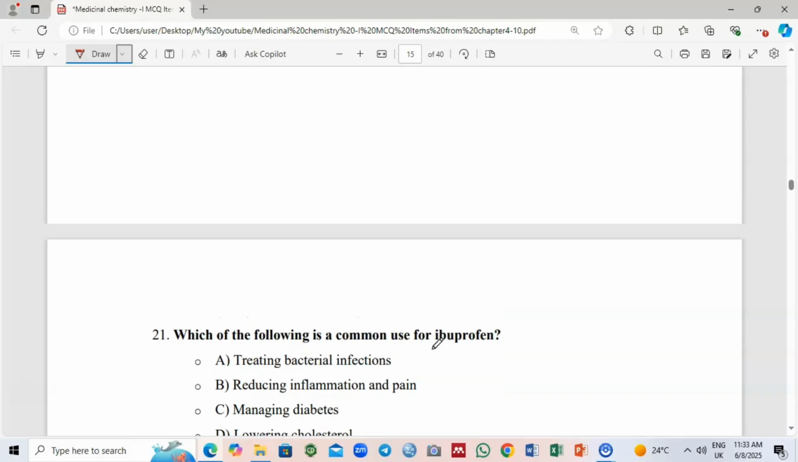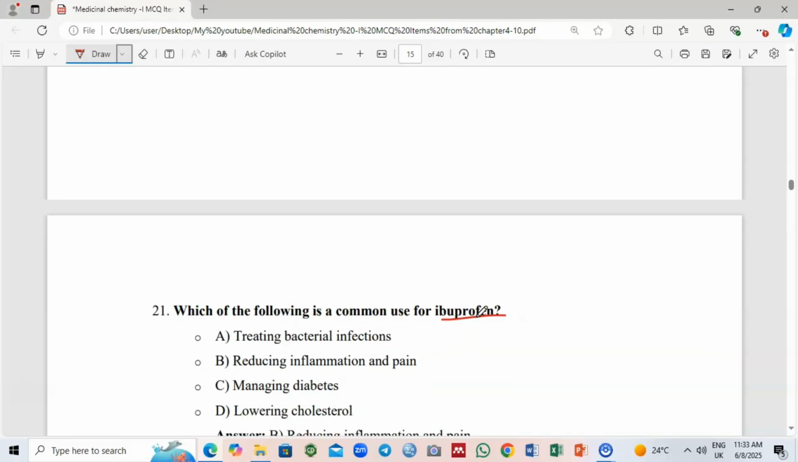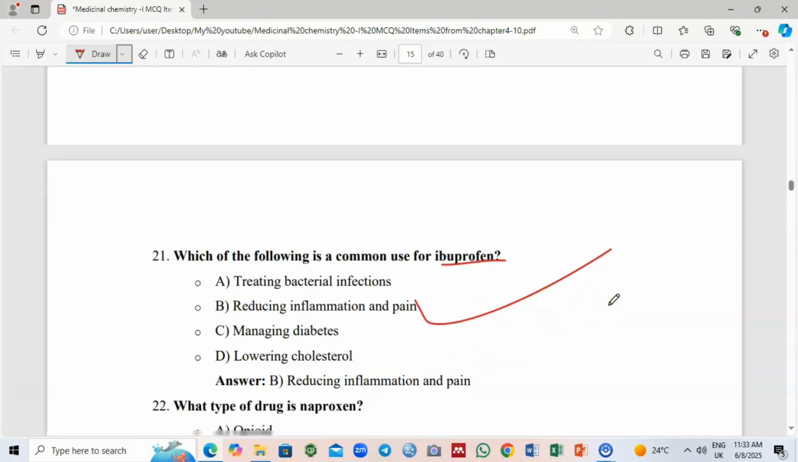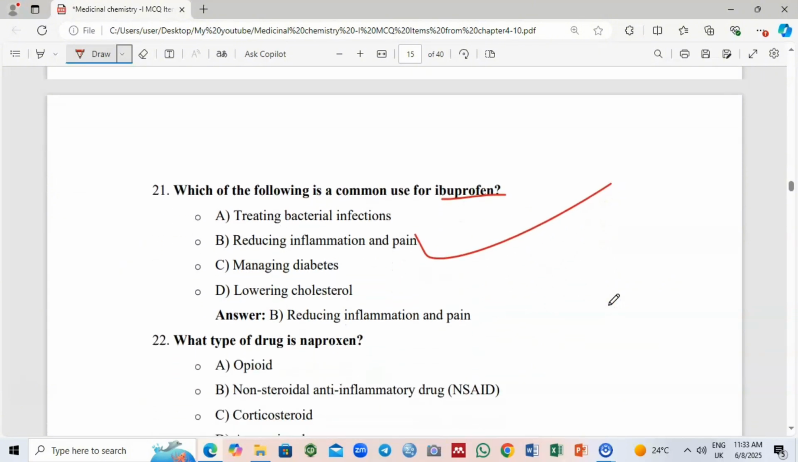Which of the following is the common use of ibuprofen? A, treating bacterial infection. B, reducing inflammation and pain, or analgesic. C, reducing diabetes mellitus. D, lowering cholesterol. So as you know, ibuprofen is classified under anti-inflammatory drugs, therefore reduction of inflammation and pain is the answer.